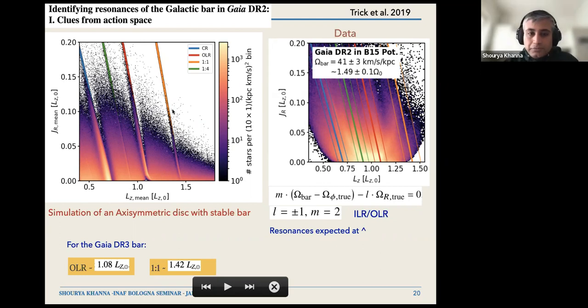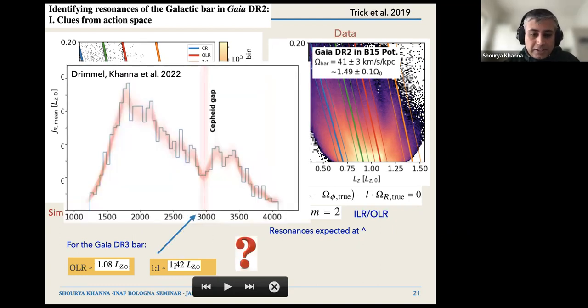So for the bars that we find in Gaia DR3, for instance, the two main resonances that I wanted to highlight are the OLR, the outer Lindblad resonance, which occurs at the 1:2 line, and the other one is the 1:1, which is this 1.42 line. What's interesting is that this value pretty much lines up with where we see the gap in the Cepheids.